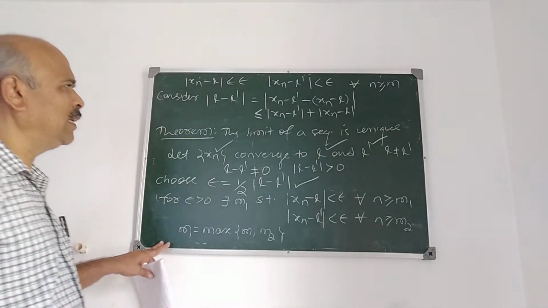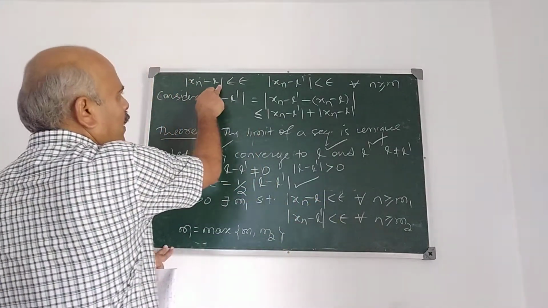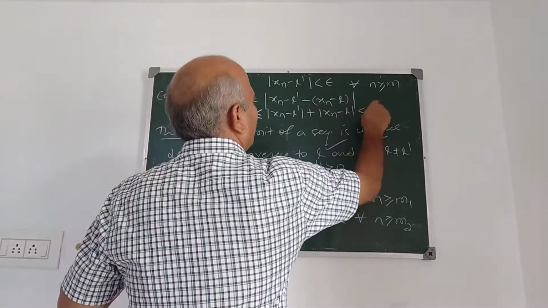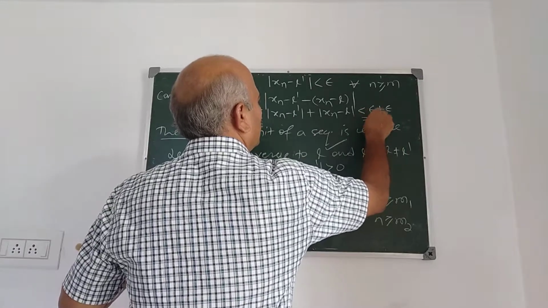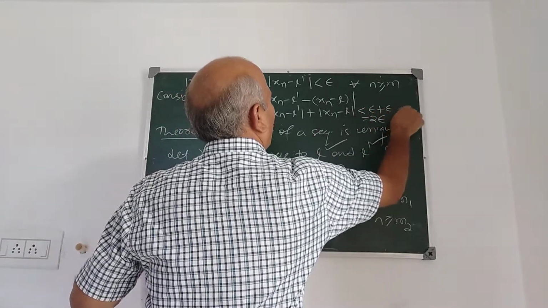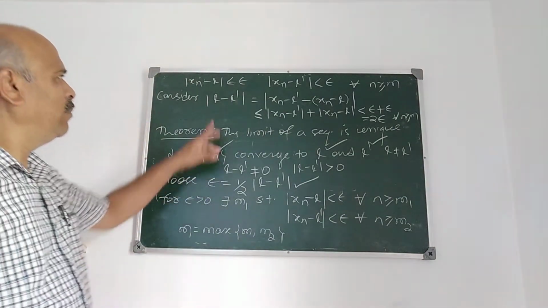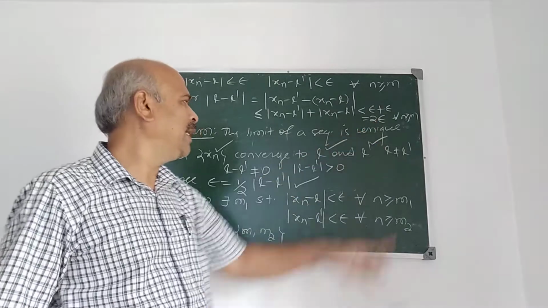Now what is xn minus L and xn minus L dash? They are less than epsilon plus epsilon. It is equal to 2 epsilon for all n greater than or equal to m. So mod L minus L dash is less than 2 epsilon.